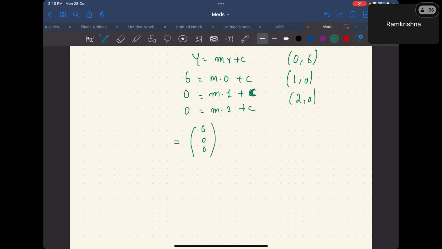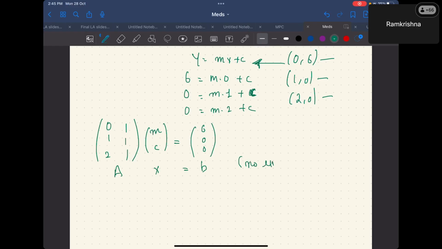Okay, so I want to find a line which goes through these 3 points. Any line which goes through these 3 points can be defined by this. So I'm just substituting for x and y for these 3 different points: 6 equal to m times 0 plus c, and so on. My unknowns here are m and c. My equation now becomes the matrix with rows (0, 1), (1, 1), (2, 1). So this is Ax equal to b, and for this there is no unique solution.